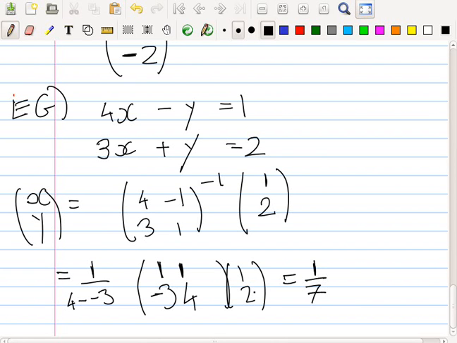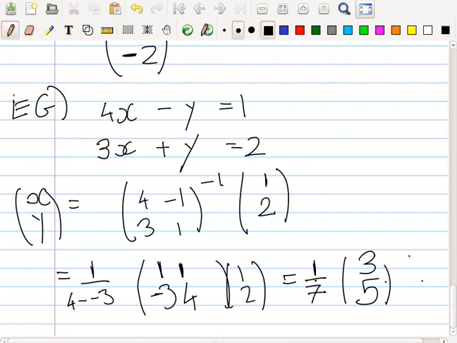7. 1 over 7. Okay, let's multiply now. 1 times 1, 1. 1 times 2, 2. Add them together, 3. Yes? 1 times 1 is 1, and 1 times 2, 2, and add them together and you get the 3. Minus 3 times 1, minus 3. 4 times 2, 8. Add minus 3 and 8, 5. Did you say 2, Jeffrey? Yeah.